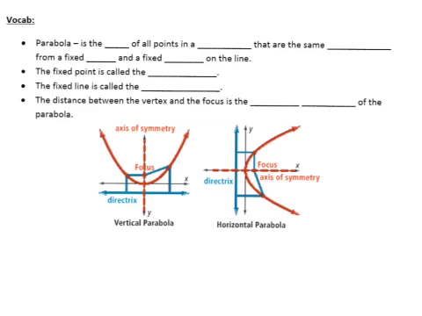So we can fill this in here with set of all points in a plane that are the same distance from a fixed line and a fixed point not on the line. So I'm missing a keyword here, not on the line.